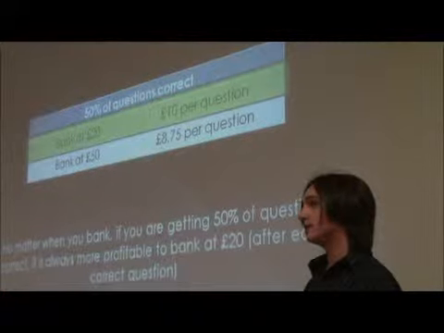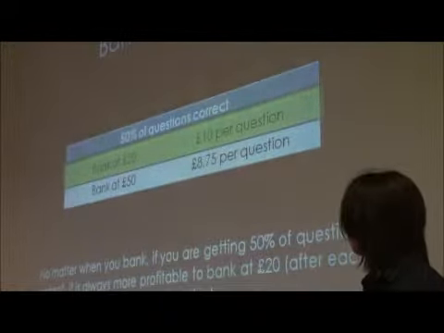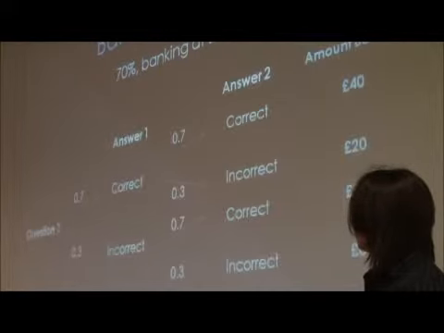or chain of 9 or anything in between. So what about if you're getting 70% of the questions correct as opposed to 50, and we bank after every correct question? The decision tree is similar, but as you can see, the percentages are different on each branch.